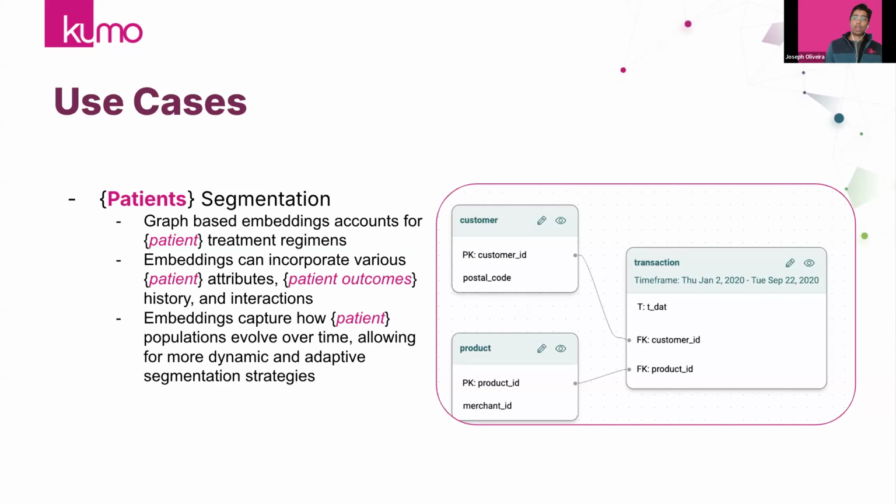Filling in the blanks, we can look at it from our readmission example. Patients, we can segment patients out based on their different treatment regimens, and we can incorporate various patient attributes, their demographic background, their age, the medications that they're taking, their particular diagnosis, and recent outcomes. And lastly, we can see how patient populations evolve over time, allowing for more dynamic and adaptive segmentation strategies.